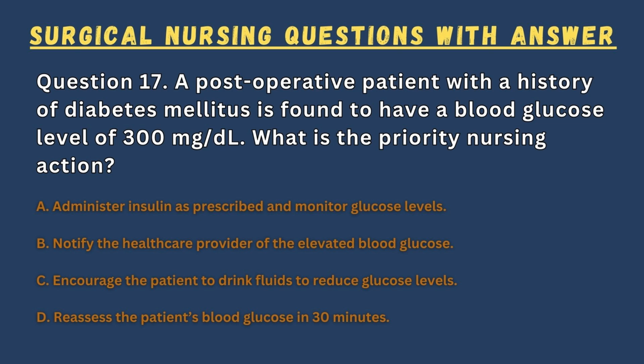Question 17. A post-operative patient with a history of diabetes mellitus is found to have a blood glucose level of 300 milligrams per deciliter. What is the priority nursing action? A. Administer insulin as prescribed and monitor glucose levels. B. Notify the healthcare provider of the elevated blood glucose. C. Encourage the patient to drink fluids to reduce glucose levels. D. Reassess the patient's blood glucose in 30 minutes.